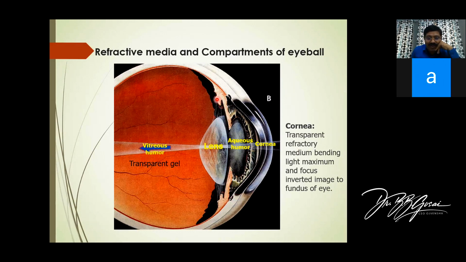Whatever is in front of the lens, the whole thing is the anterior segment, or anterior compartment. Whatever is behind the lens is the vitreous humor, the posterior compartment. Now, within this anterior segment, we have two chambers. The chamber in front of the iris and behind the cornea is the anterior chamber.